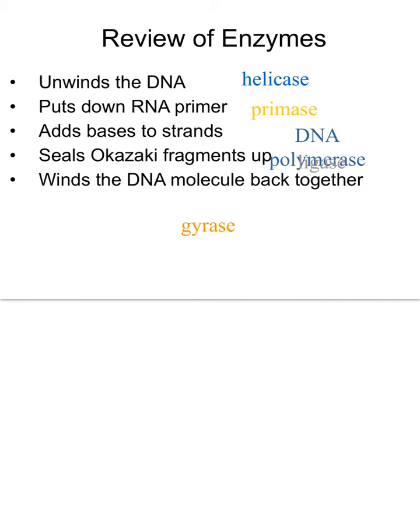So just listing all the enzymes together, the helicase is the one that unwinds the DNA. The primase, which I didn't talk about, but that's the one that puts down the RNA primer that initiates the whole replication process. Then you have DNA polymerase that is adding bases to the strands. The one that seals the Okazaki fragments up, it got cut off on my outline here, is ligase. Sometimes they call it DNA ligase. And then the one that's actually going to wind the molecule back up when we're all done is called DNA gyrase.